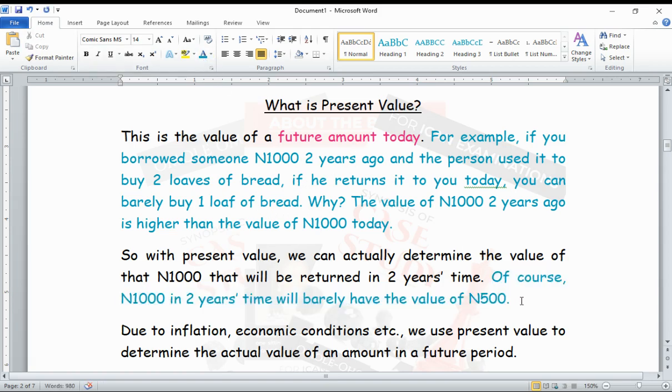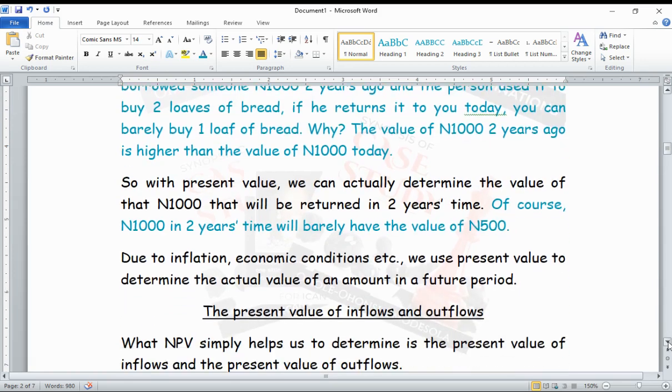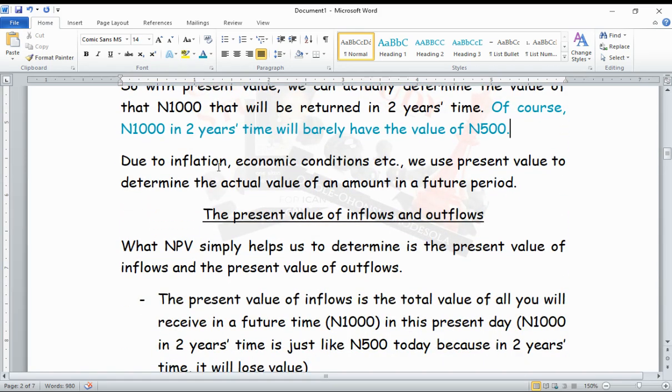Now this is 2024. So let's say that 1,000 naira that we'll have in 2026, you'll be like, you barely have the value of 500 naira. It will not even be worth 1,000 naira again because the value will have changed. The value will have reduced. The value will have depreciated because of inflation, time value of money, and economic realities. Due to inflation, economic conditions, and all that.